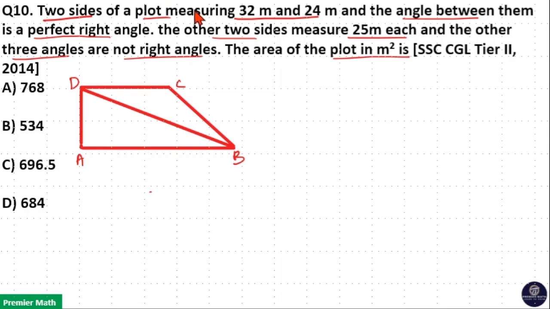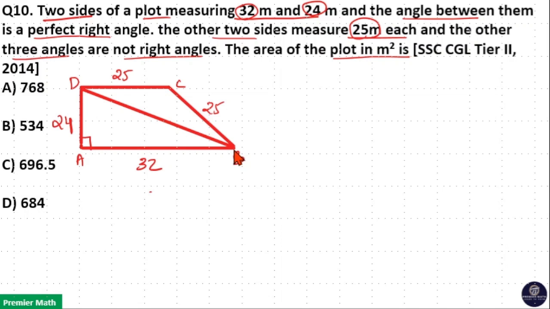Here two sides are 32 and 24 meter, and the angle between them is 90 degree. Now other two sides are 25 meter each, 25 and 25. Now these three angles are not right angles. Now we can find the area of right angle triangle ADB.